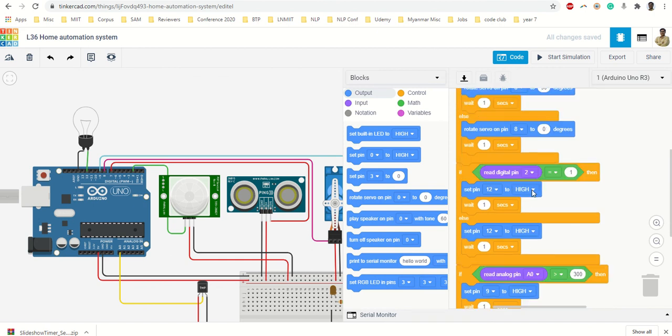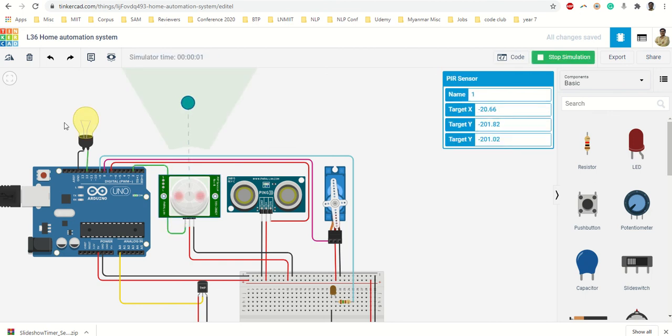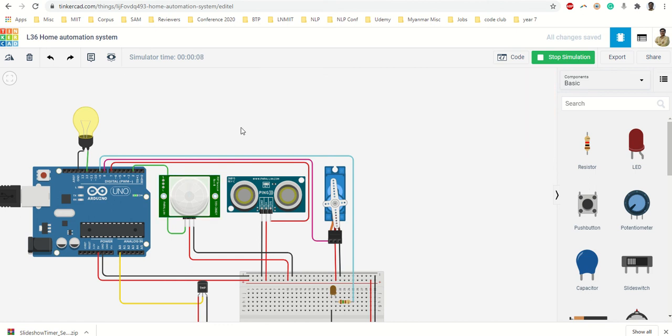Next, I read the digital pin 2, which is my PIR sensor, and I say if this is equal to 1, that means movement is detected. Then at pin number 12 we give high, so the bulb will be on, otherwise the bulb will be off. So we check it. Here is our sensor, slight movement, the bulb is on. There is no movement for a while, and then the bulb will be off after whatever time limit we set.